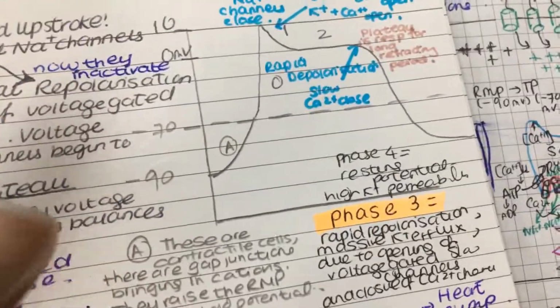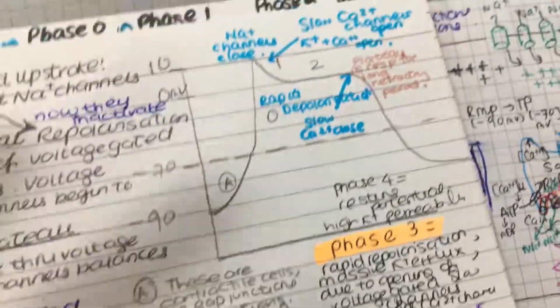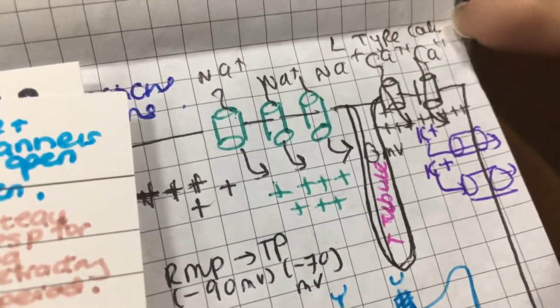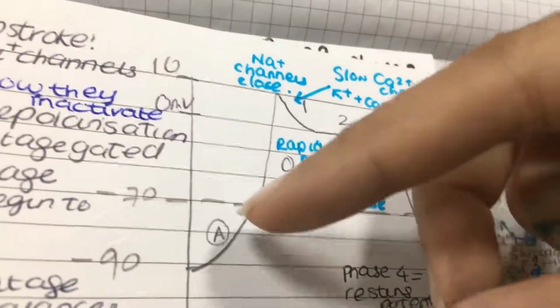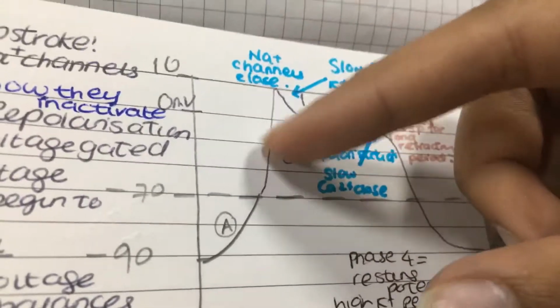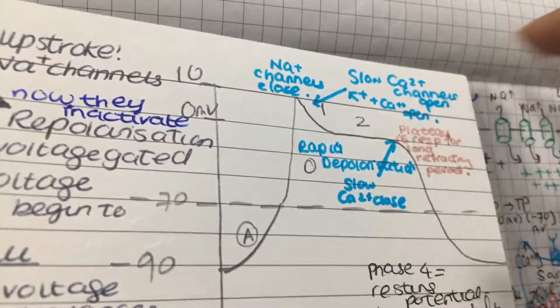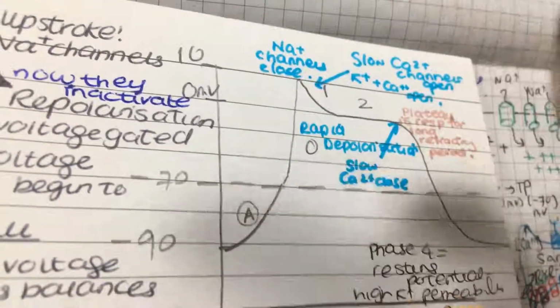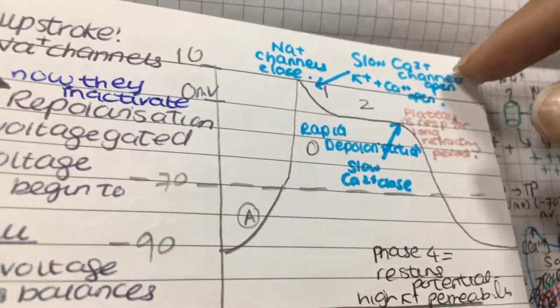Now, throughout this, some books say that calcium channels are open, and these are slow calcium channels, or L-type calcium channels, which cause a slow influx of calcium, but it's really, really minute. So it's really slow. Let's just imagine that keeps happening. This graph says that the slow calcium channels are open.